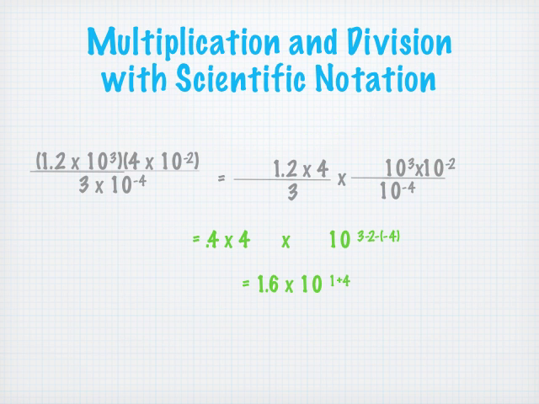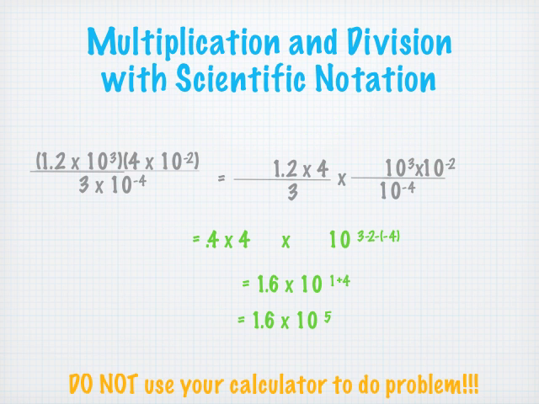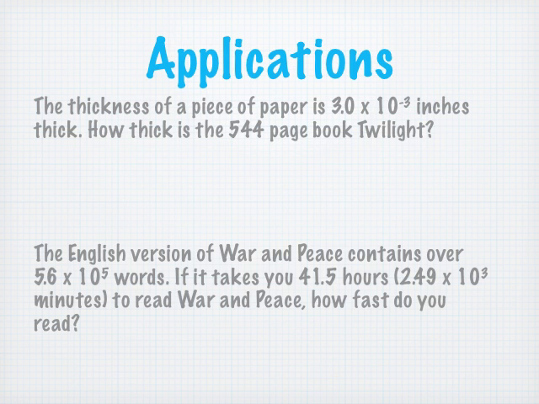My exponents, I'd have 3 minus 2 minus a negative 4. Be very careful with your signs. So that gives me 1 plus 4, which is 1.6 times 10 to the fifth. Now let's double check. Do I have that number in scientific notation? Yes, I do. So it's working with multiplication and division of scientific notation numbers. We won't do addition and subtraction. They're a lot more involved than these are. And again, don't use your calculator.